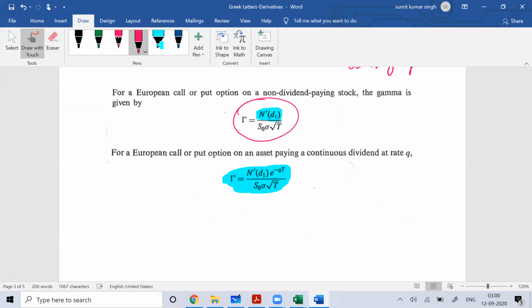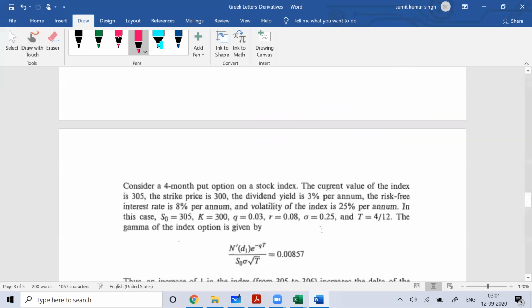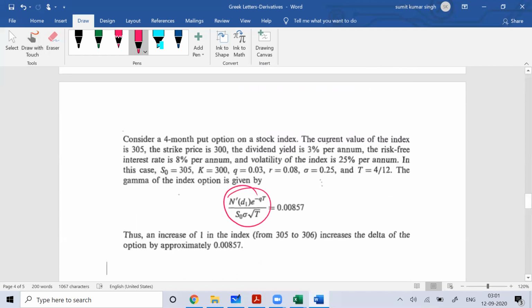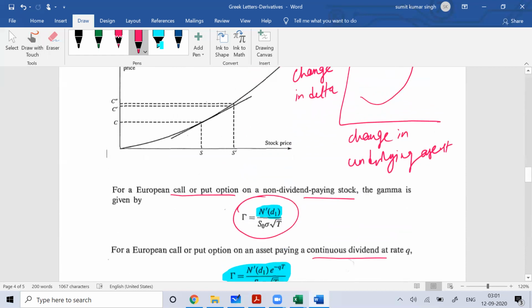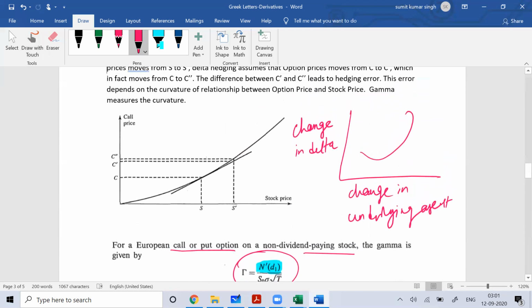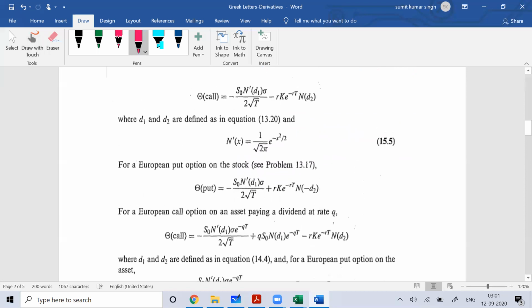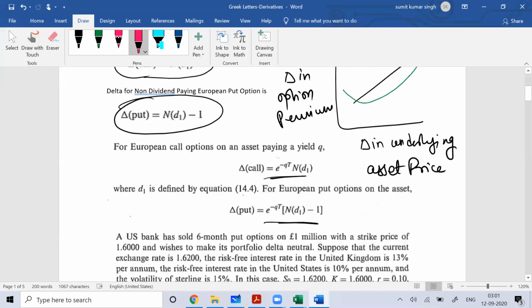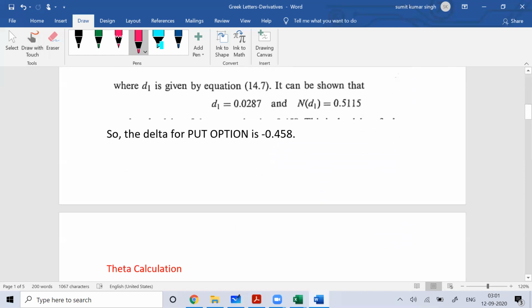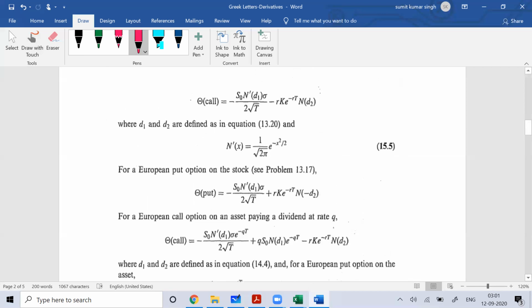This is the Gamma for a dividend paying stock, the Gamma where dividend yield is there. So what is N dash d1? This is the formula. Okay, one minute. Where is the N dash d1 formula? It is given somewhere. Where is the formula for N dash d1? This is the formula for N dash d1. From this we calculate the N dash d1. So that is basically the Gamma.